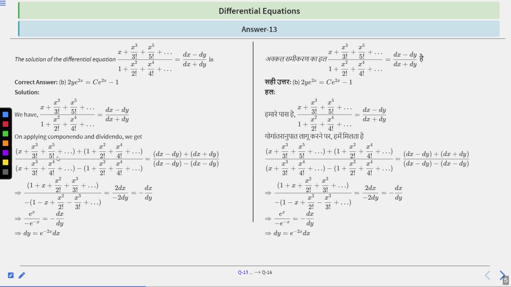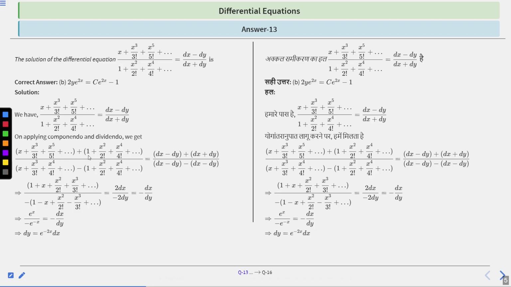(x + x cubed by 3 factorial + x to the power 5 by 5 factorial till infinity + 1 + x square by 2 factorial + x to the power 4 by 4 factorial till infinity) upon (x + x cubed by 3 factorial + x to the power 5 by 5 factorial till infinity - 1 - x square by 2 factorial - x to the power 4 by 4 factorial till infinity) is equal to (dx - dy + dx + dy) upon (dx - dy - dx - dy), right?